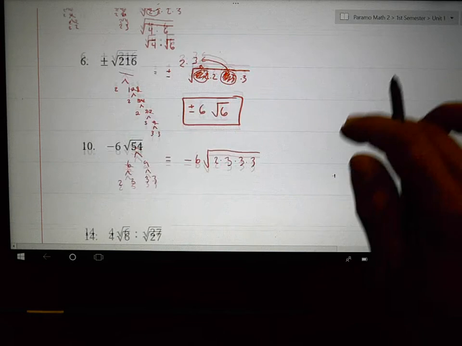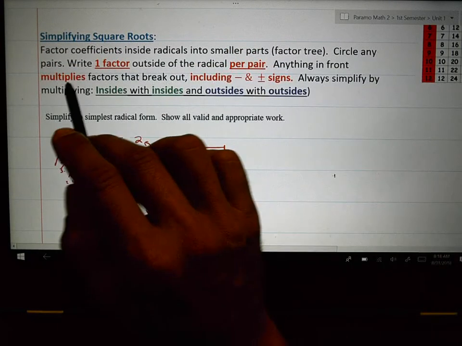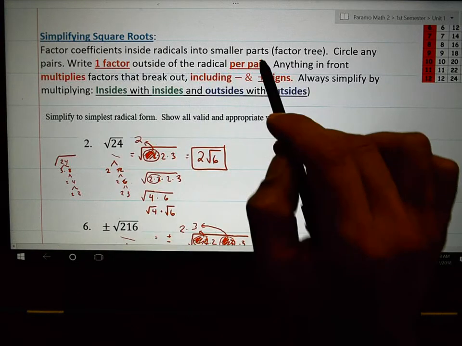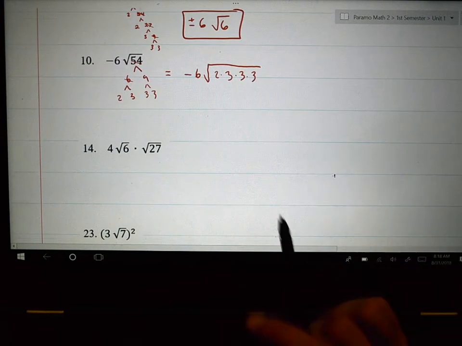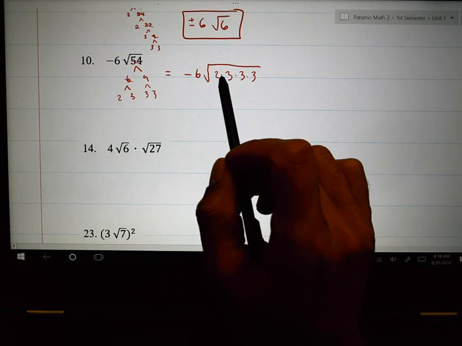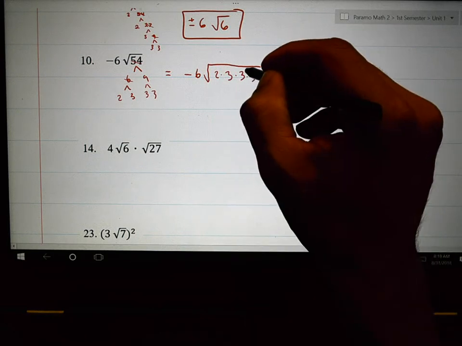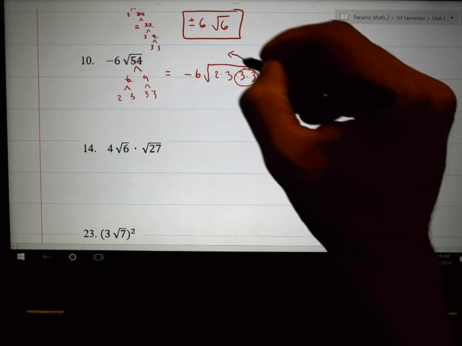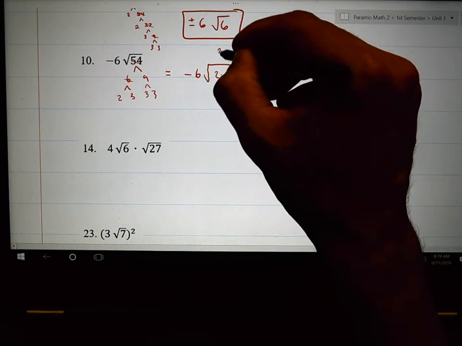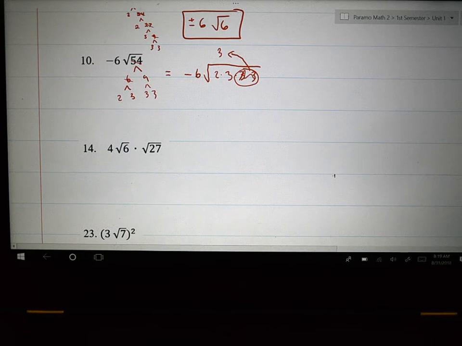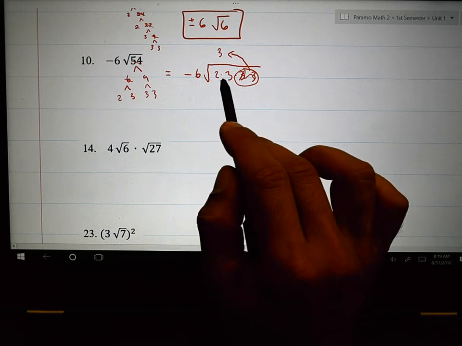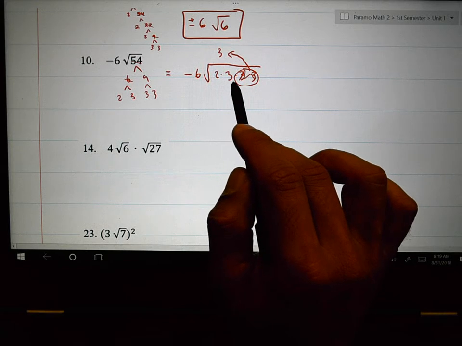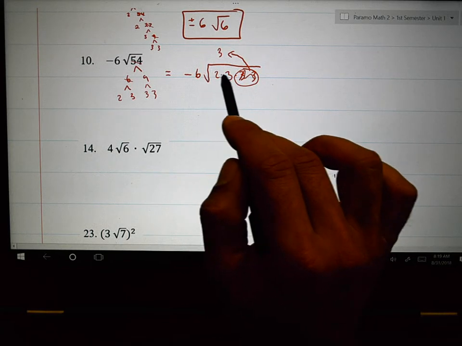Our directions that we wrote down in our notes say that we need to circle any pairs, and one factor can break out per pair. Do I see a pair of 2s? Nope. Do I see a pair of 3s? Yes. Doesn't matter which ones you circle. One of these 3s can break out. The other 2 and the 3 don't have any pairs, so you put them back together by multiplying insides, 2 times 3.